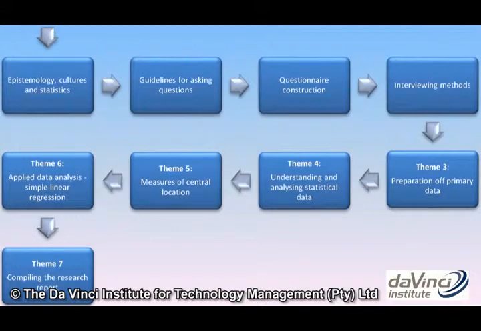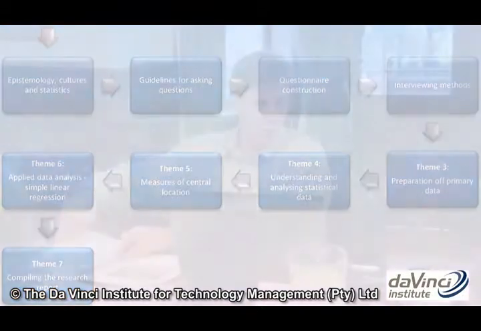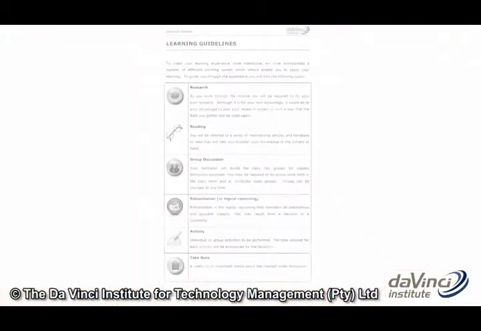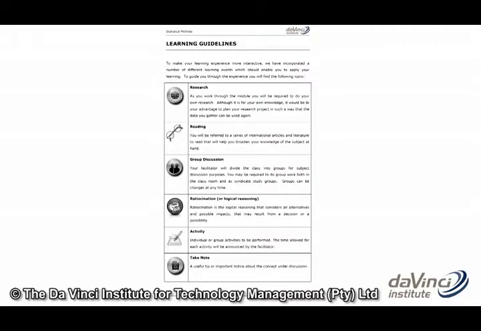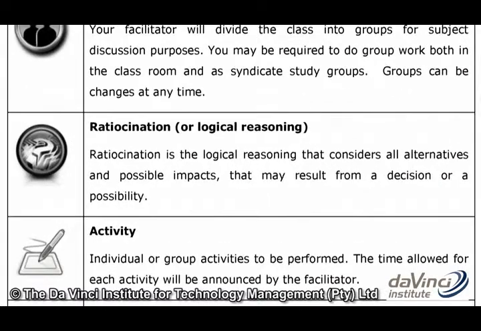And then you guys have dealt with these words before. You know the next page, eh? From a research point of view, you know all of these words. But the big word that I just want to remind you guys of is ratiocination. Can I ask Brandon, why don't you just read me the definition of ratiocination, please? Ratiocination is the logical reasoning that considers all alternative and possible things that may result from a logical or possibility.